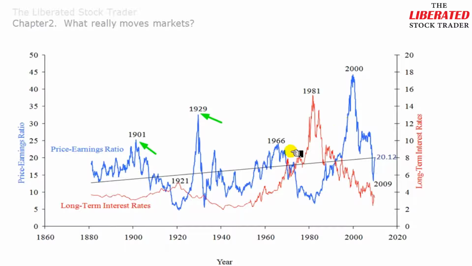1929, 1966, and incredibly high in 2000. As I mentioned previously, the PE ratio is a way of valuing earnings versus the cost of a business. So incredibly high PE ratios means that the company, industry, or indeed market is extremely overpriced.